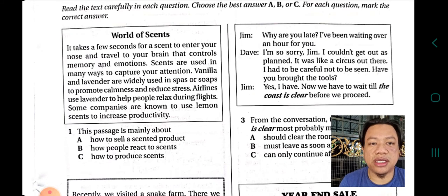Airlines use lavender to help people relax during flights. Some companies are known to use lemon scents to increase productivity. Okay, so based on all the words mentioned in the text, look at the verbs mentioned in the text. As you can see, for example, the first sentence.